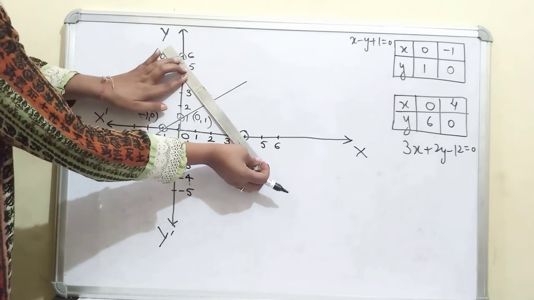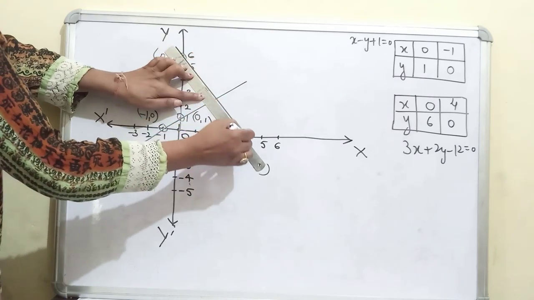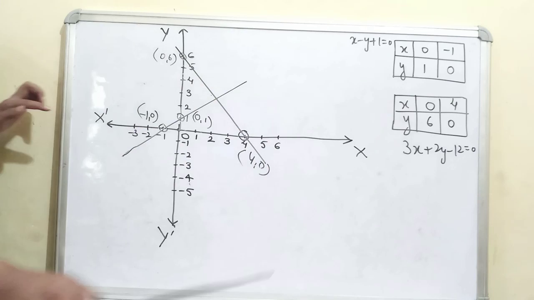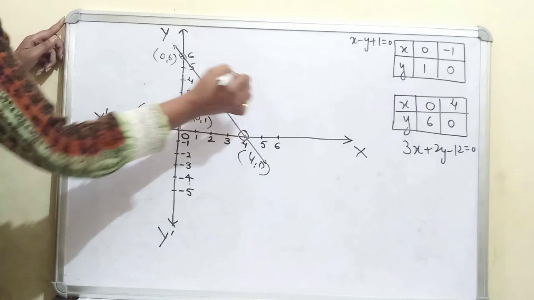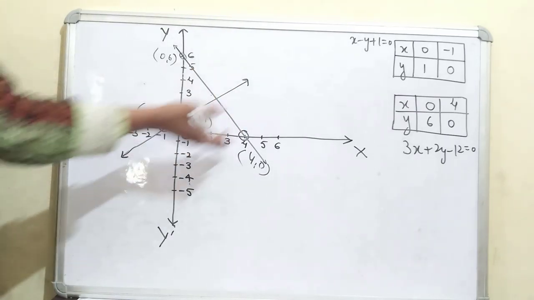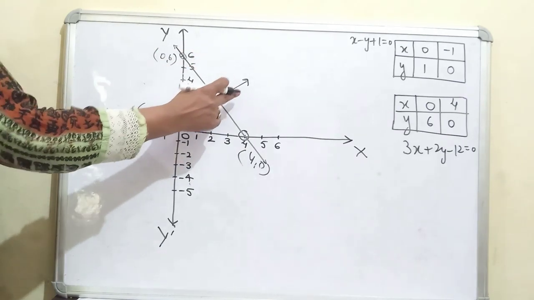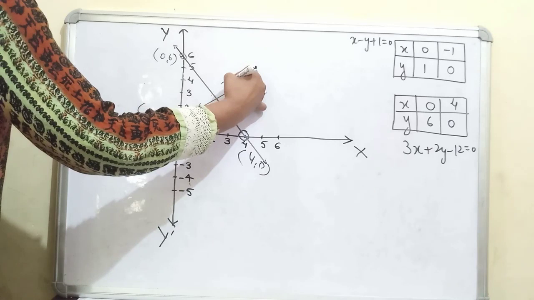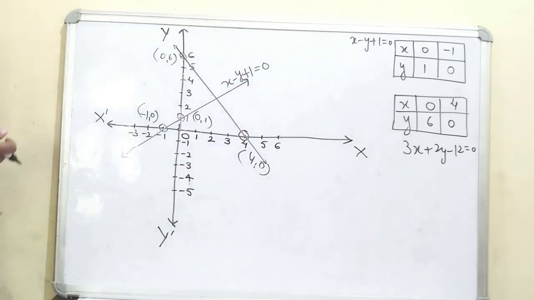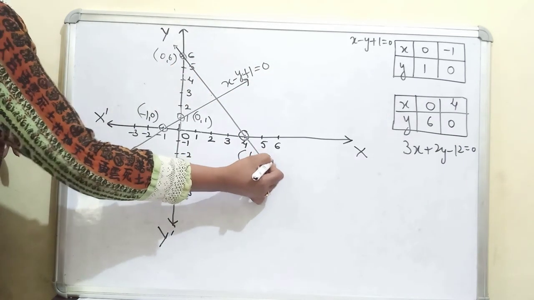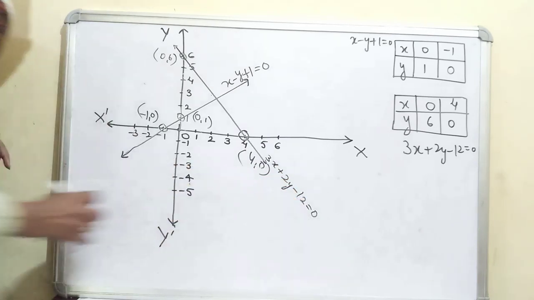You have to put the arrows. Why can we put the arrows here? Because these are lines, and you can produce them up to anywhere, that's why. And you have to write the equations also. This line is for this equation, that means x minus y plus 1 equal to 0, and this is for 3x plus 2y minus 12 equal to 0.